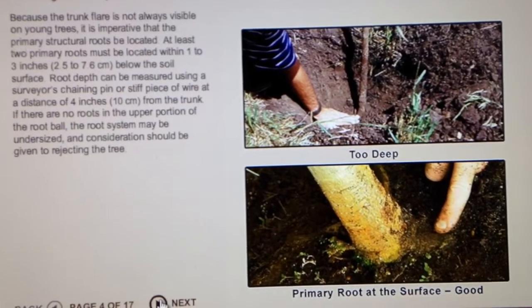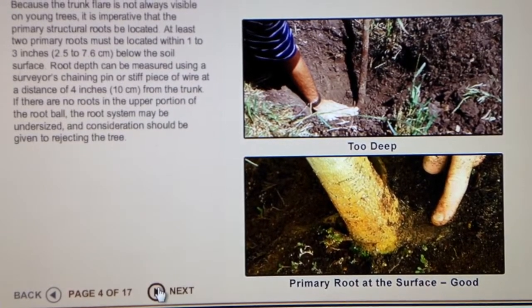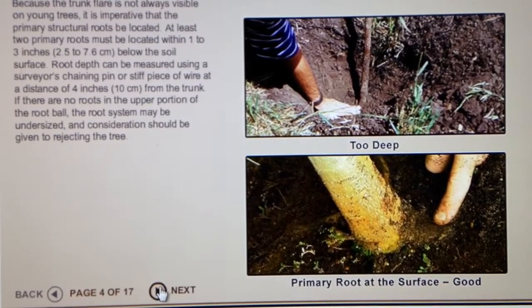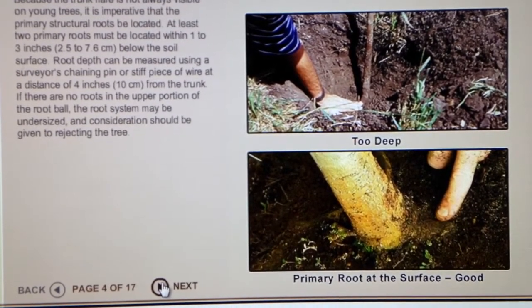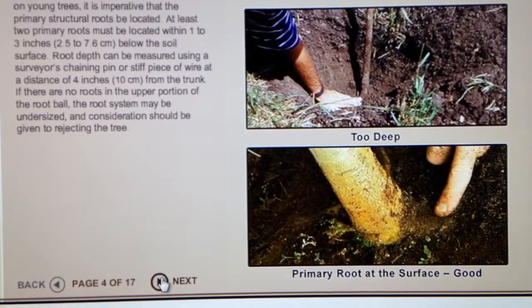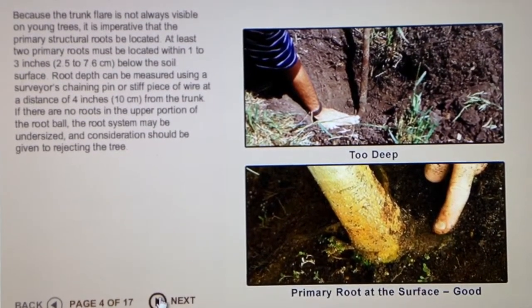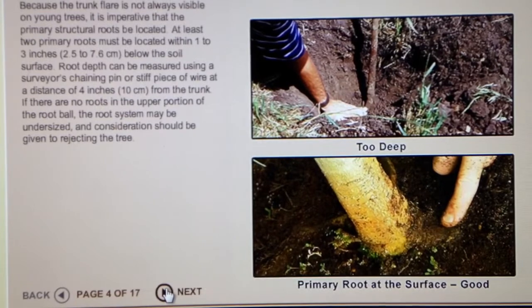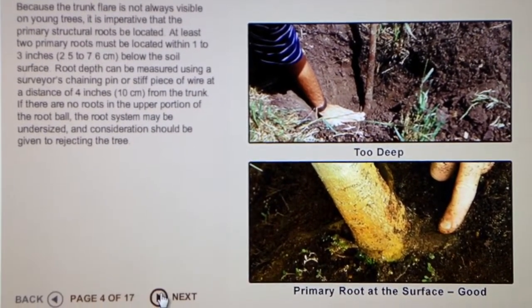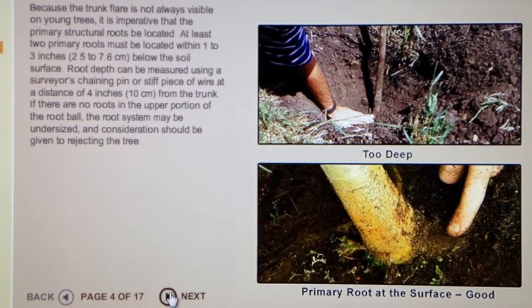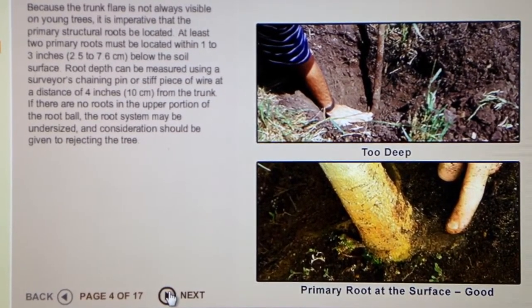Because the trunk flare is not always visible on young trees, it is imperative that the primary structural roots be located. At least 2 primary roots must be located within 1 to 3 inches, 2.5 to 7.6 centimeters, below the soil surface. Root depth can be measured using a surveyor's chaining pin or stiff piece of wire at a distance of 4 inches, 10 centimeters, from the trunk. If there are no roots in the upper portion of the root ball, the root system may be undersized and consideration should be given to rejecting the tree.